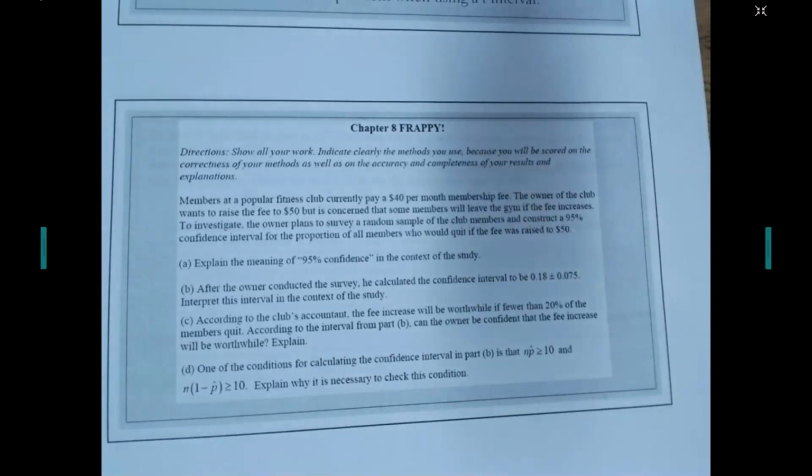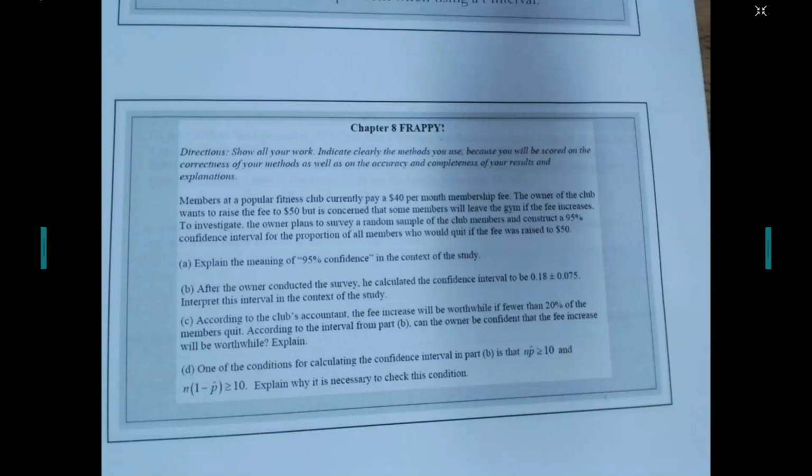Members at a popular fitness club currently pay $40 per month membership fee. The owner of the club wants to raise the fee to $50, but is concerned that some members will leave the gym if the fee increases. To investigate, the owner plans to survey a random sample of club members and construct a 95% confidence interval for the proportion of all members who would quit if the fee was raised to $50. Part A says, explain the meaning of 95% confidence in the context of the study.